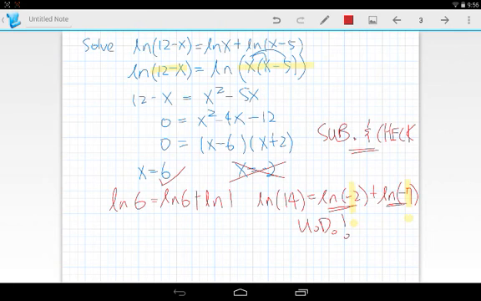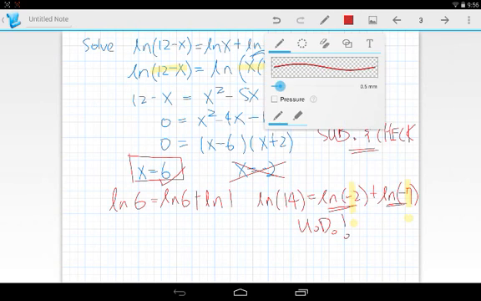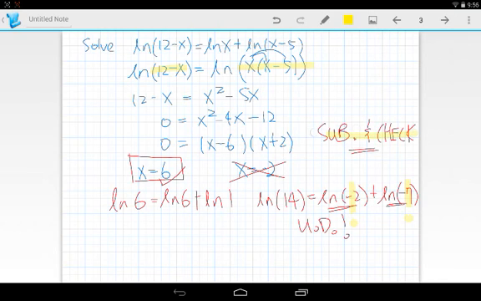So remember, always do sub and check. Always sub and check. Always. If you list negative 2 as one of the solutions, points will be deducted. So make sure you do sub and check and give the correct solutions.